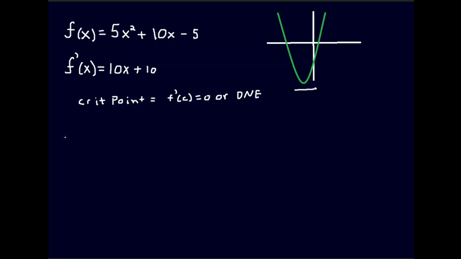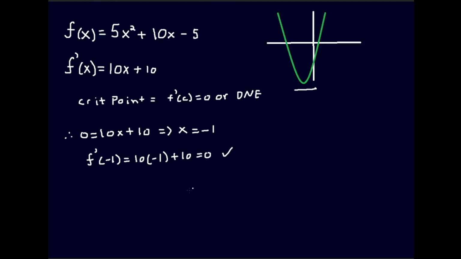Next, we'll set our equation to 0, which leaves us with 10x plus 10 equals 0, which then leads to x equals negative 1. To verify this, we just have to plug it back into our equation, giving us f prime of negative 1 equals 10 times negative 1 plus 10, which equals 0. Therefore, this validates that our critical point is in fact negative 1.